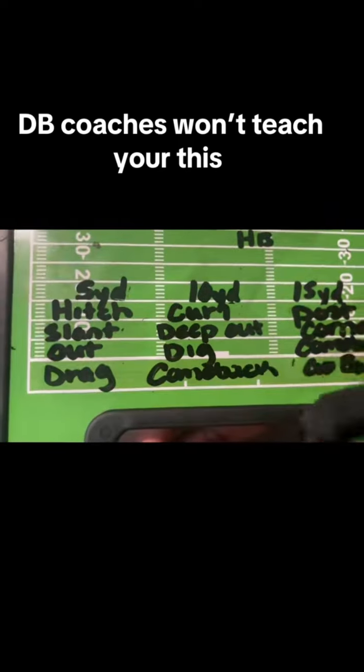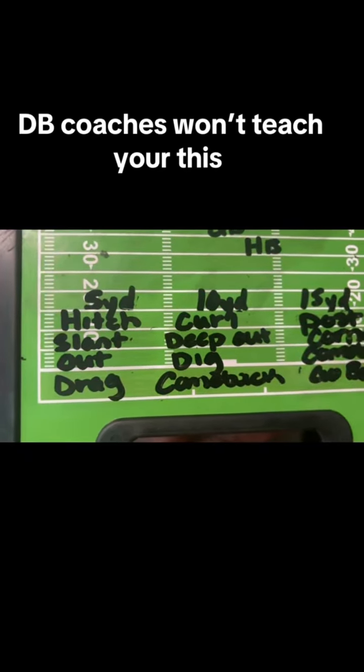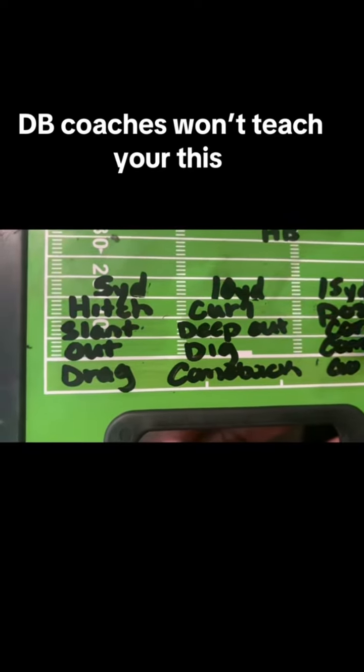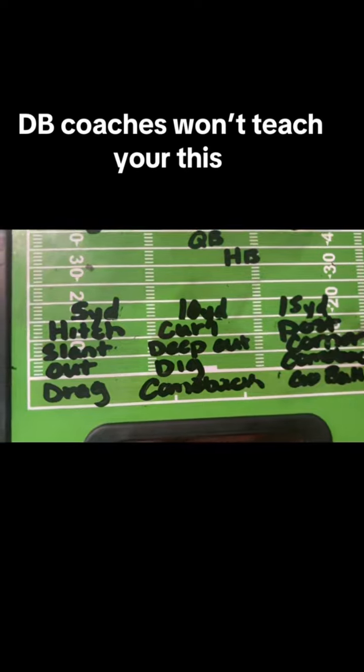You notice that at each level, it's only about 4 to 5 routes that's probably going to be run. Simplify the game of football and just the route tree. It'll help you just better understand the routes, anticipate it as a DB, right? Quicker on the field, and just play freely, man.